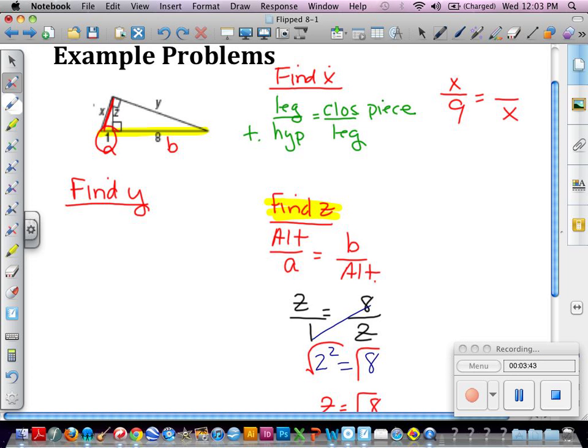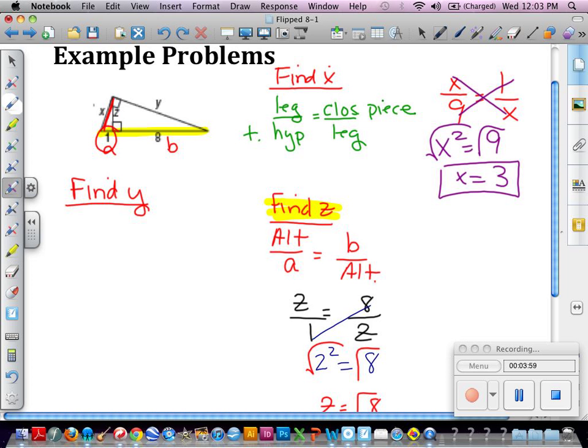Again, you're going to cross multiply, so you're going to get x times x, x squared. 9 times 1 is 9. Square root. X is 3. So this time you didn't have to simplify that radical.